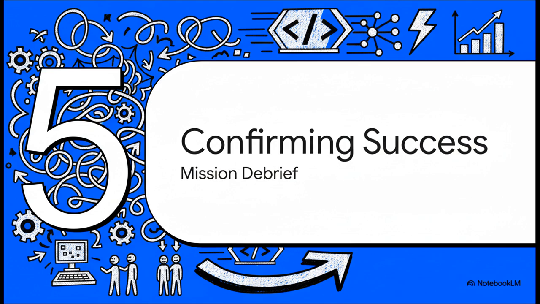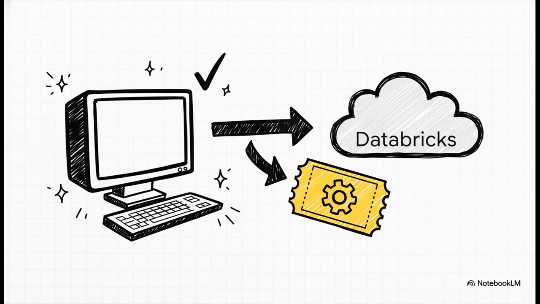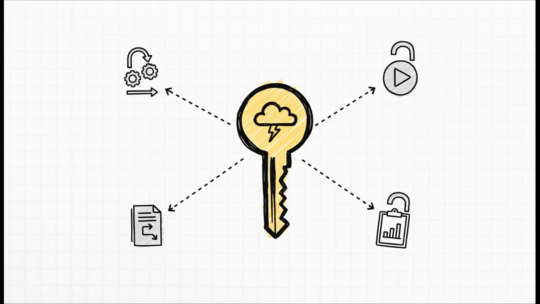Now for that final, crucial phase, the mission debrief. Did it work? Let's find out. And success. If everything went according to plan, the API responds almost instantly with a confirmation message. And the most important piece of information in that response is the job ID. That's the unique identifier for our brand new job inside Databricks. Mission accomplished.